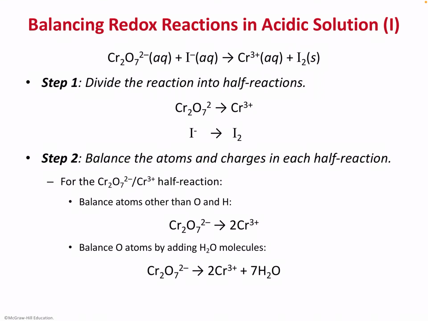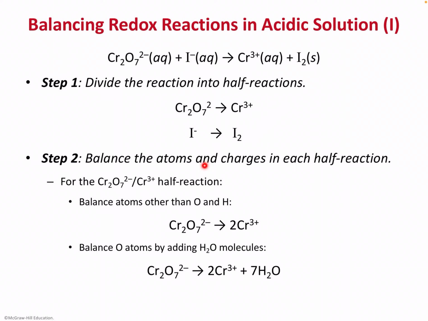Let's look at this example. This is our reaction that is given to you. We have dichromate ion and iodide giving us chromium ion and iodine. First we need to divide the reaction into half reactions. We need to choose the same species. Now, chromium here could be either oxidation or reduction. We don't know, we just separate them first. Dichromate ion goes to chromium ion, and the other half reaction would be iodide going to iodine.